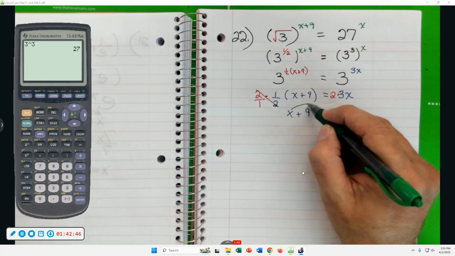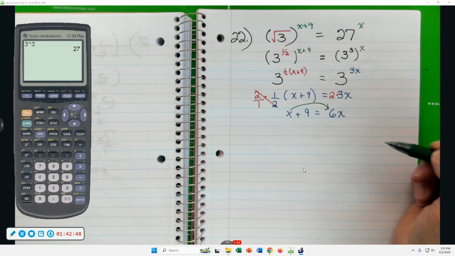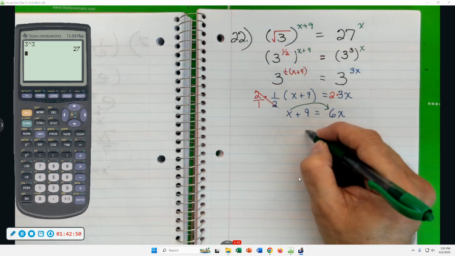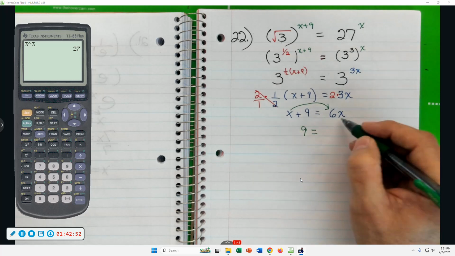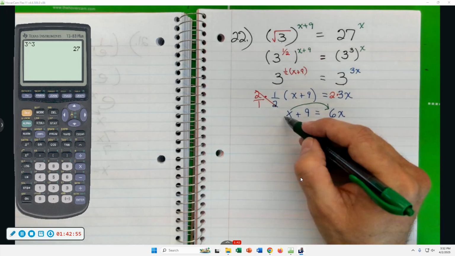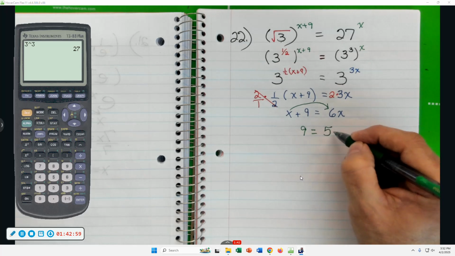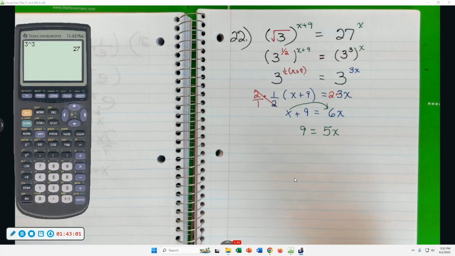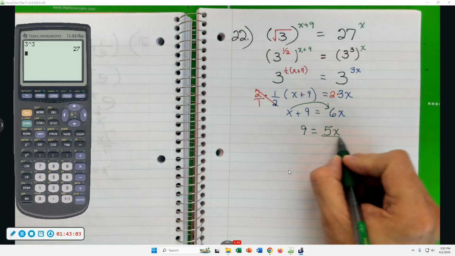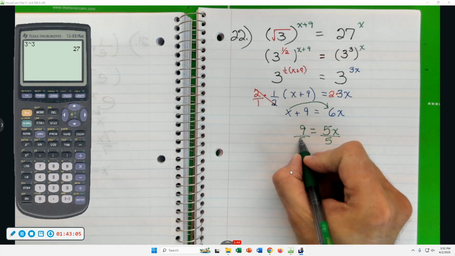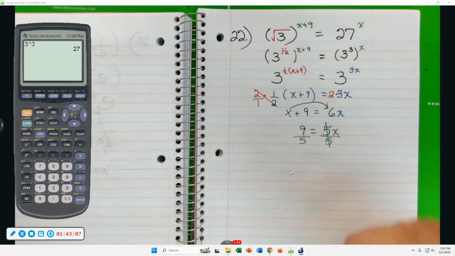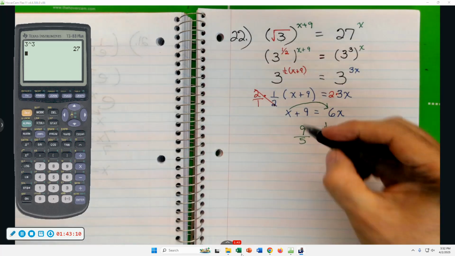Yep, I think I'm going to subtract x from both sides. So on the right I have the 9, left I have the 9. But what about on the right? The 6x minus x is 5x. And then divide both sides by 5. 9 over 5.